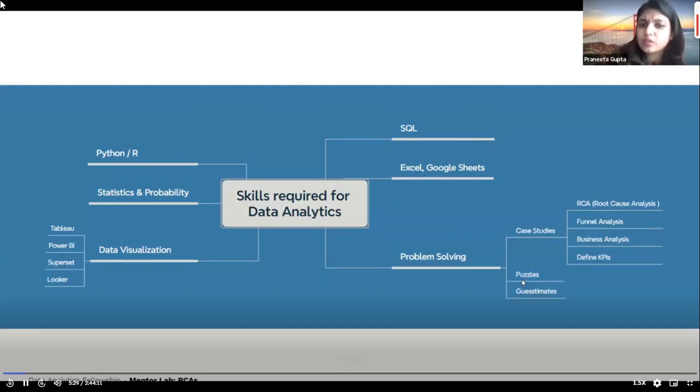Okay. I hope there are no doubts here, at least in the skills required. If you all have any doubts, just unmute yourself and let me know.